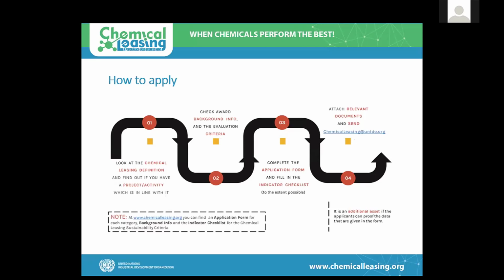And extend as much as possible and attach as many documents as you think will help your application. And then you send the application to the email chemicalleasing@unido.org. In that way, we will receive it. Don't forget to attach all the relevant documents and the complete application form.